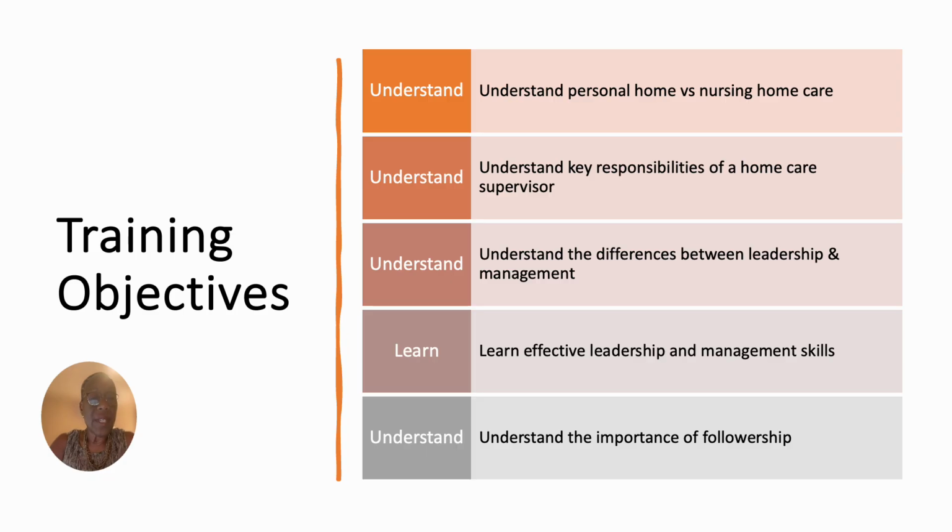The training objectives are to understand personal home versus nursing home care, understand the key responsibilities of a home care supervisor, understand the differences between leadership and management, learn effective leadership and management skills, and understand the importance of followership.